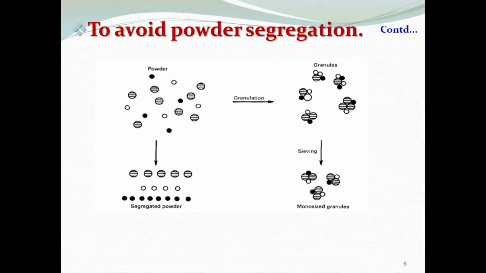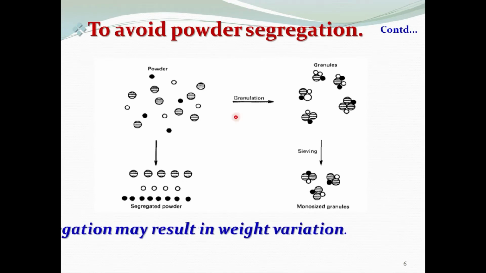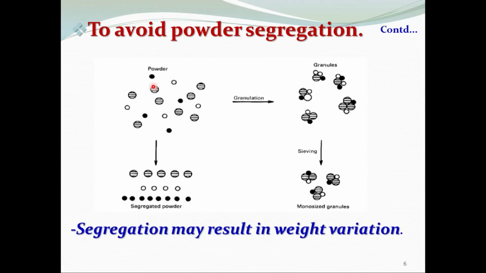Now in this figure you can observe these are the powders. Suppose this particular thing is the drug particles, then this complete black solid is one excipient, and the white solid is another excipient. This is the powder form. When we convert it into granules, it will form aggregates like this: drug and excipient particles come together and form aggregates of particles.